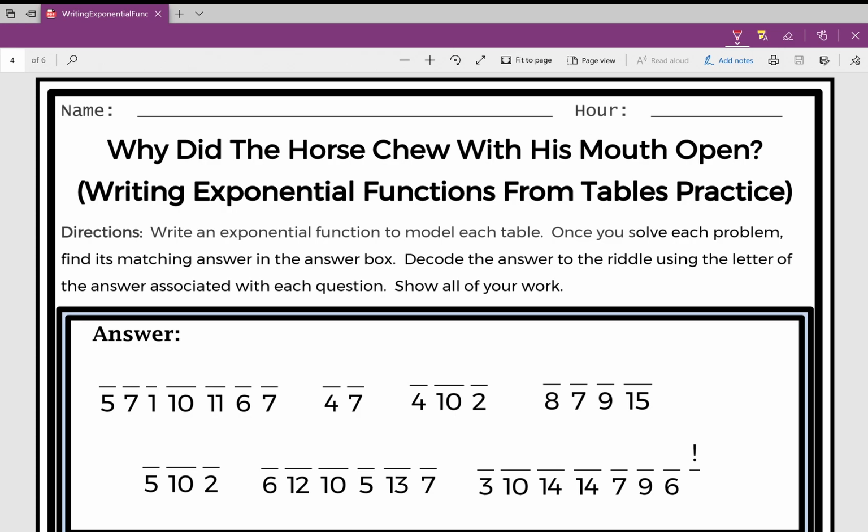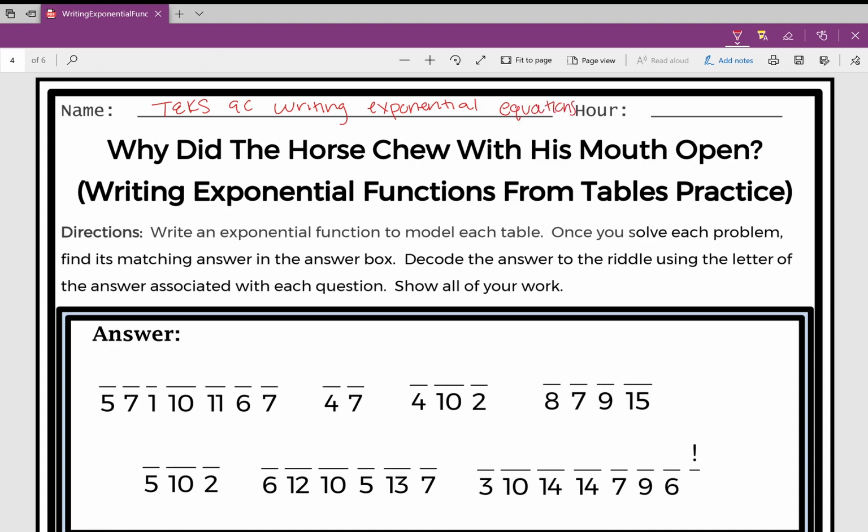Good morning, guys. We're going to be looking at TEKS 9C. So TEKS 9C, writing exponential equations.